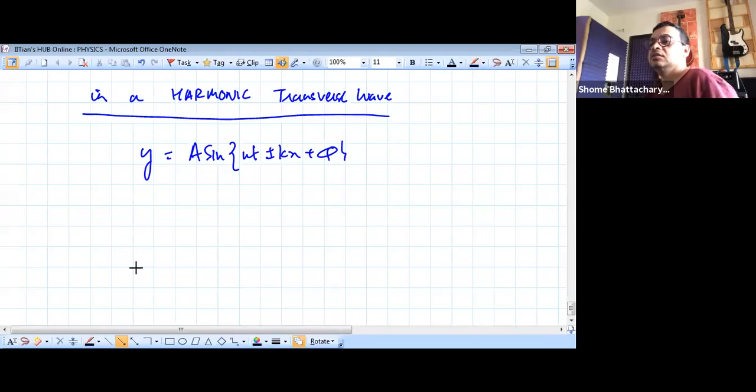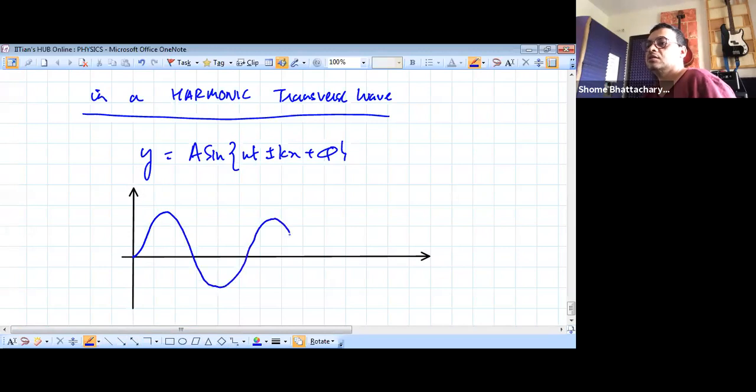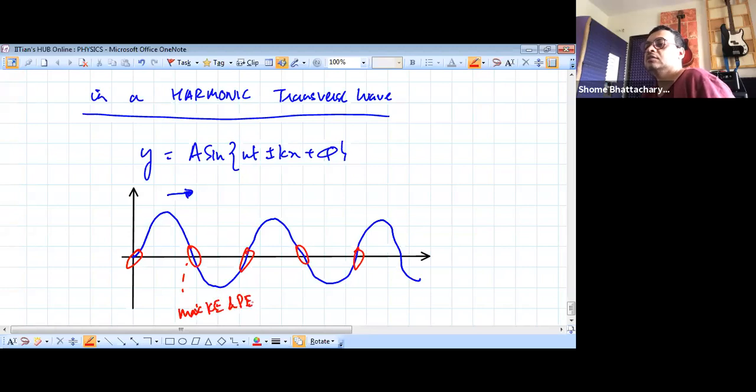Now the important thing to understand is that in this sort of wave also, the particles at extreme position have neither kinetic energy nor potential energy. And the particles at the mean position have maximum kinetic energy and also maximum potential energy. So if at some instant the string is in this kind of state, with the wave traveling like this, this is where all the energy is contained. All these sections of the string have maximum kinetic and potential energy, and these sections of the string have zero energy.